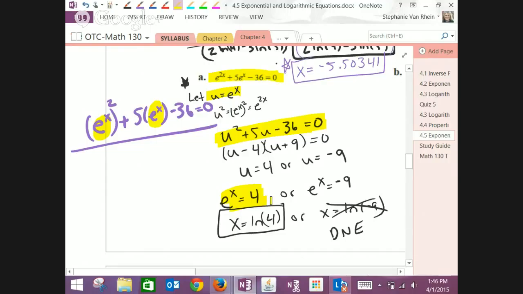This is a quadratic, but instead of our variable being x, our variable is e to the x. So once we solve for our variable, we set e to the x equal to that. In Math 110, you would just say x equals 4, x equals minus 1. But in this one, it's e to the x equals 4, or e to the x equals minus 9. This can't happen, though, so we disregard it. It's called an extraneous solution.